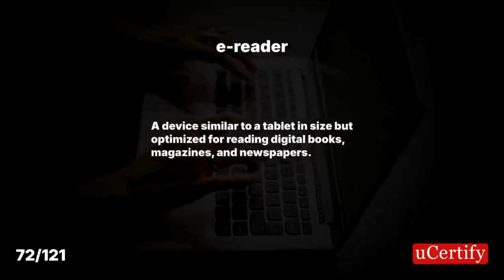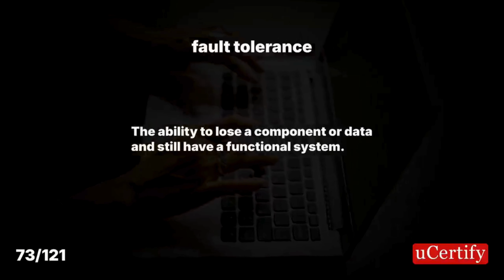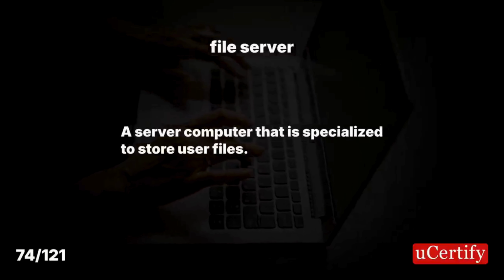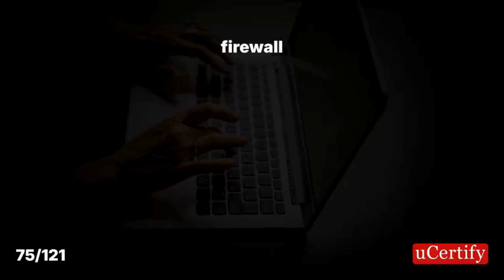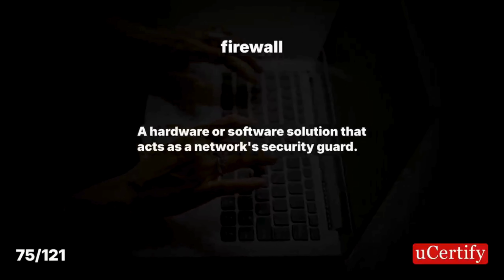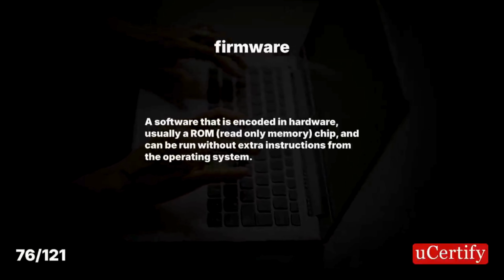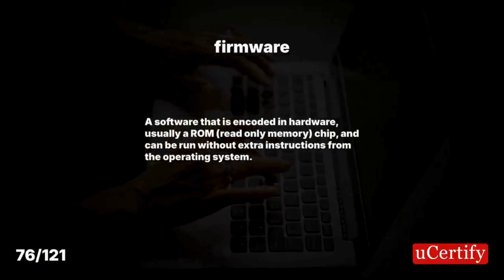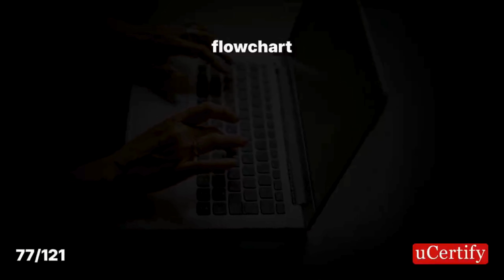Term: fault tolerance. Definition: the ability to lose a component or data and still have a functional system. Term: file server. Definition: a server computer that is specialized to store user files. Term: firewall. Definition: a hardware or software solution that acts as a network's security guard. Term: firmware. Definition: software that is encoded in hardware, usually a ROM, read-only memory chip, and can be run without extra instructions from the operating system. Term: flowchart.